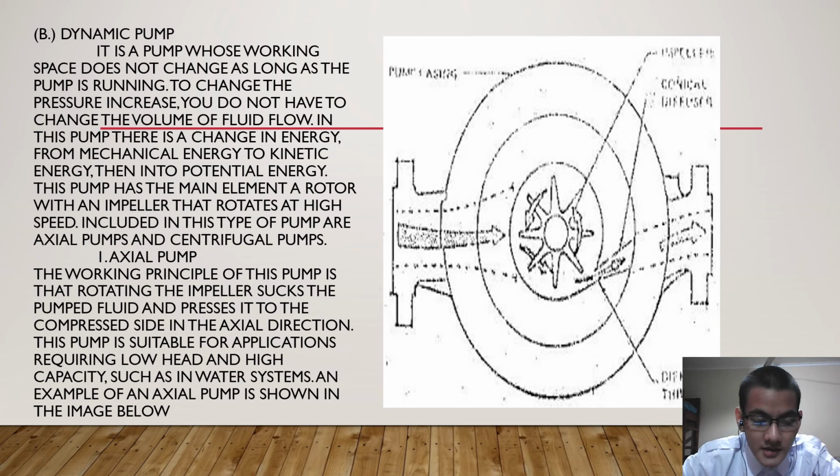1. Axial pump. The working principle of this pump is that the rotating impeller sucks the pump fluid and presses it into the compressed side in the axial direction. This pump is suitable for applications requiring low head and high capacity, such as in the water system. An example of an axial pump is shown in the image below.